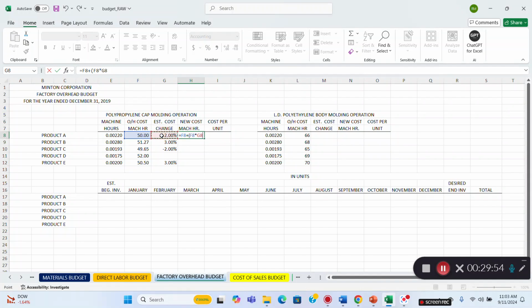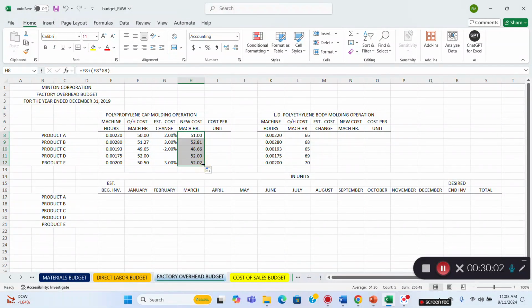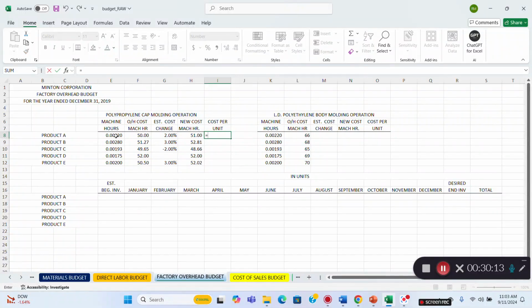Times this. And the new one is 51. And then we just drag them on down. And then the cost per unit is going to be this times the new cost per unit, machine hours. So this times this. So 11 cents. And down here like that.